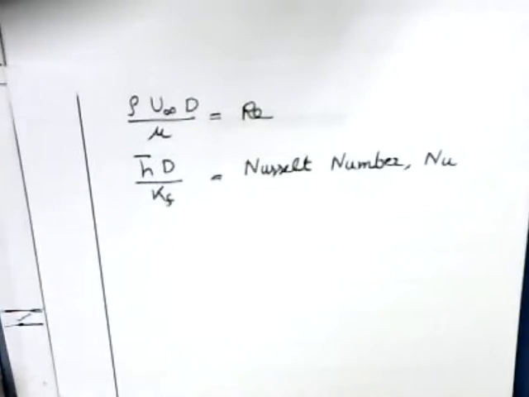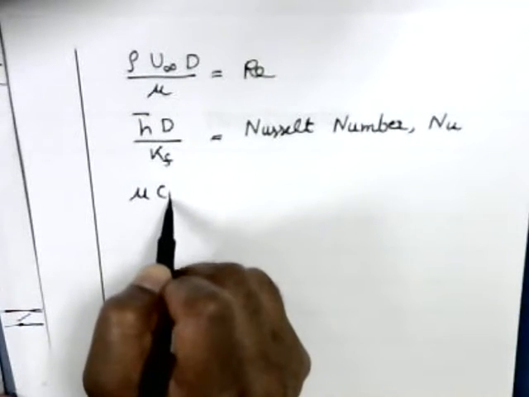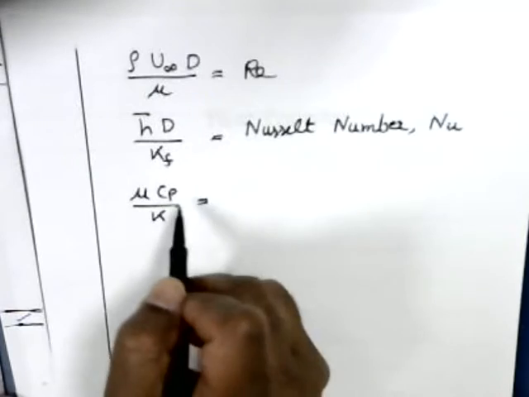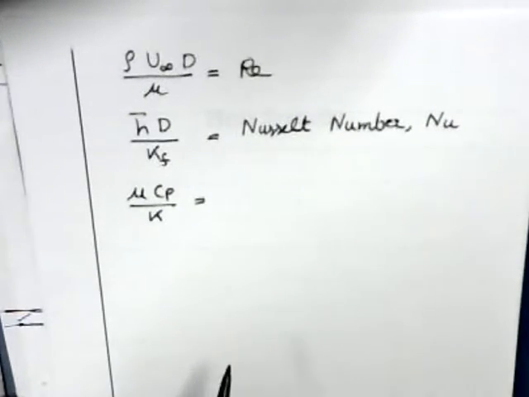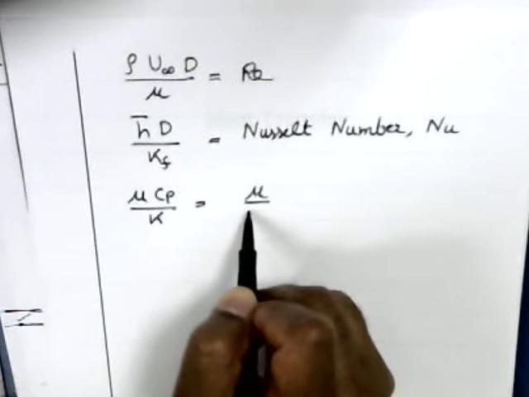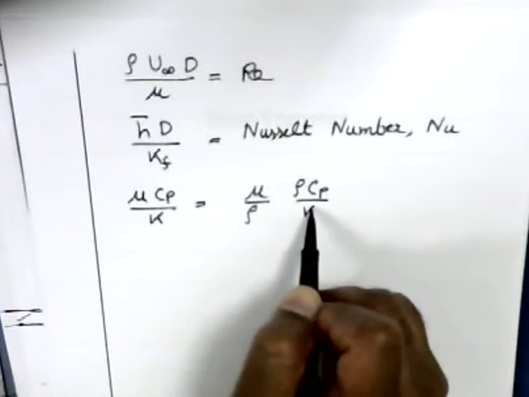We use symbol Nu for this Nusselt number. And the third parameter you get is mu Cp over k. But this parameter we can write in a different way. You can write this as mu over rho times rho Cp over k.